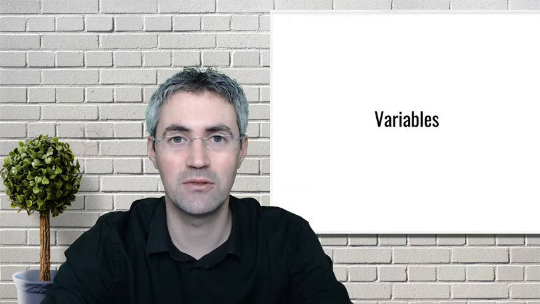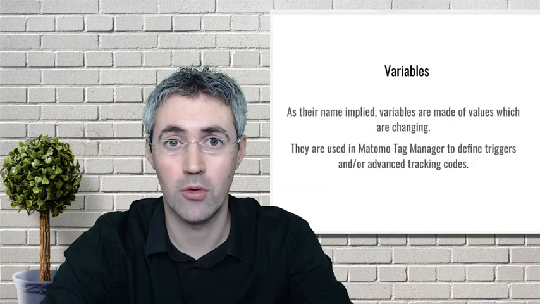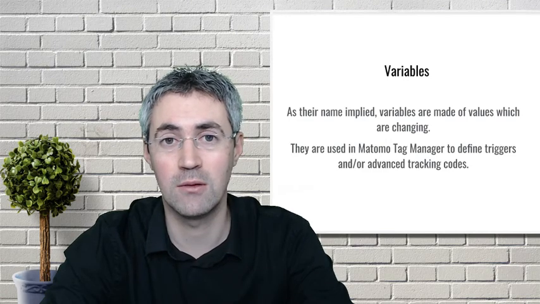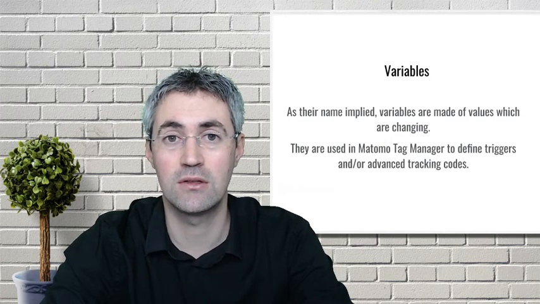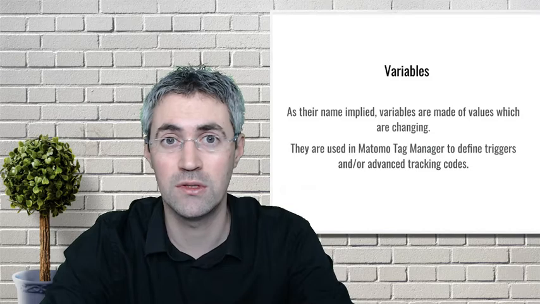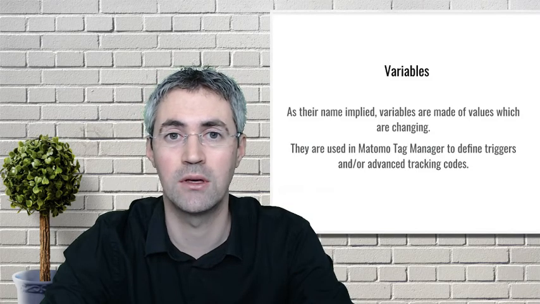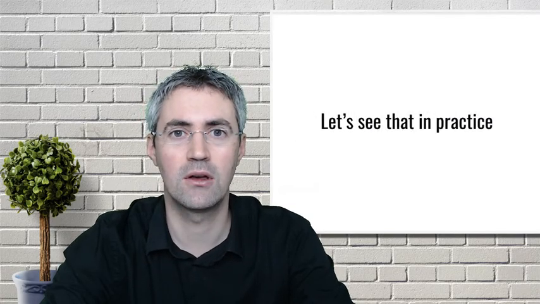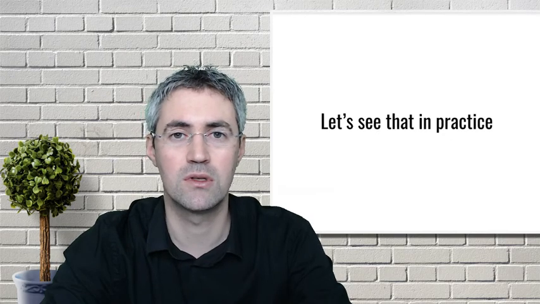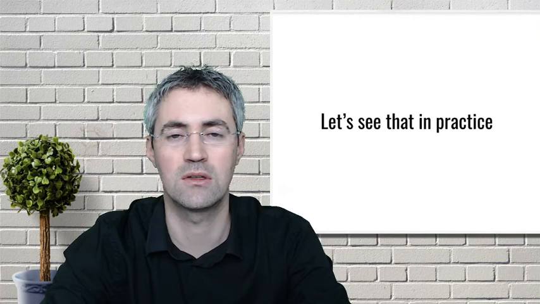In this specific video we're going to talk about variables. So variables, as their name suggests, are values which change dynamically over time. In Matomo Tag Manager you can use those variables in order to push information through the tags. So let's see a little more in practice how it can be useful.